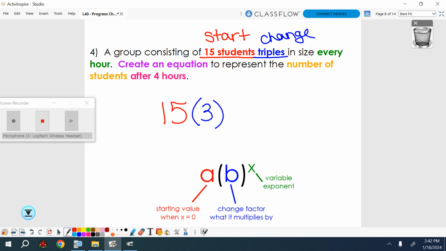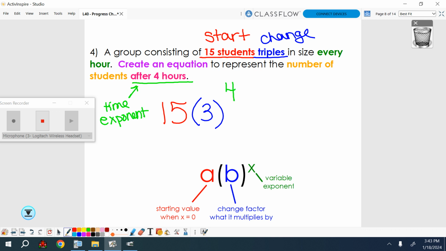And then normally we would put an x here to represent that this is an exponential equation, but it actually tells us that we're looking for the number of students after 4 hours. So that's our amount of time, which is going to be our exponent. So we're going to put a number 4 right here.